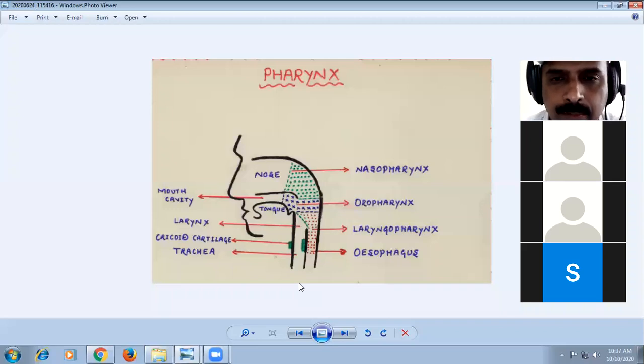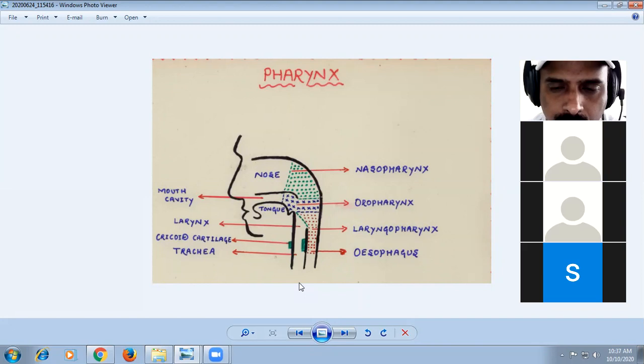So in the applied anatomy, you have to write pharyngitis, nasopharyngeal tonsil enlargement, which pathologically we call adenoids, and palatine tonsil enlargement, tonsillitis. When an enlarged palatine tonsil is removed surgically, we call it tonsillectomy.